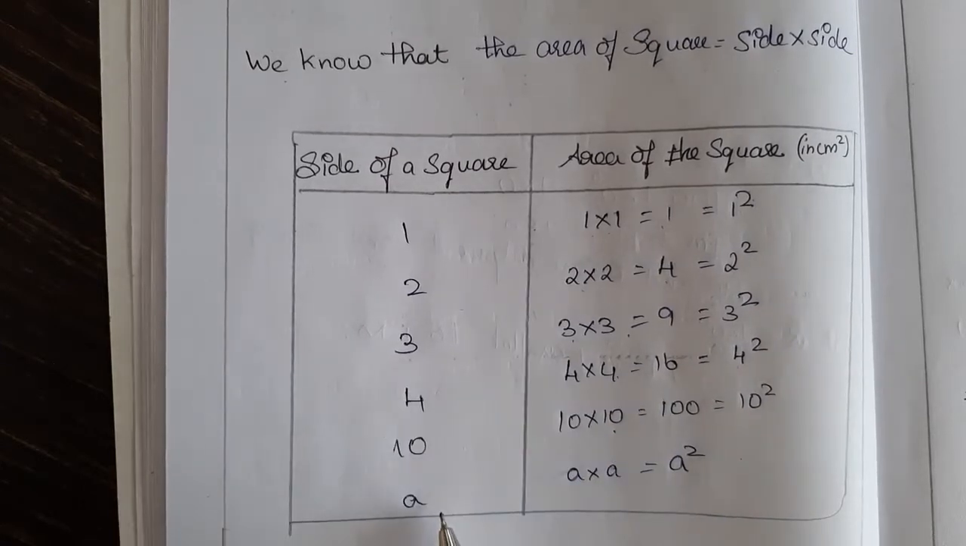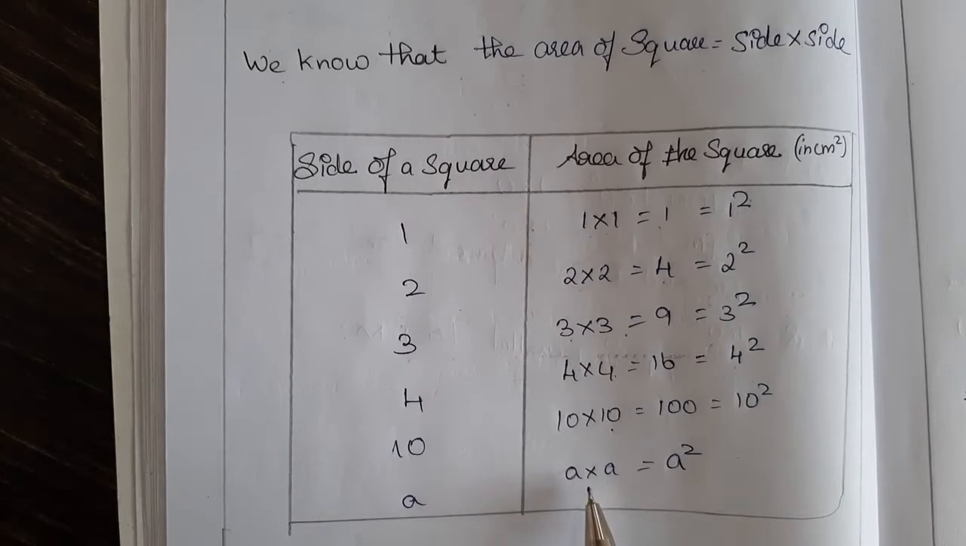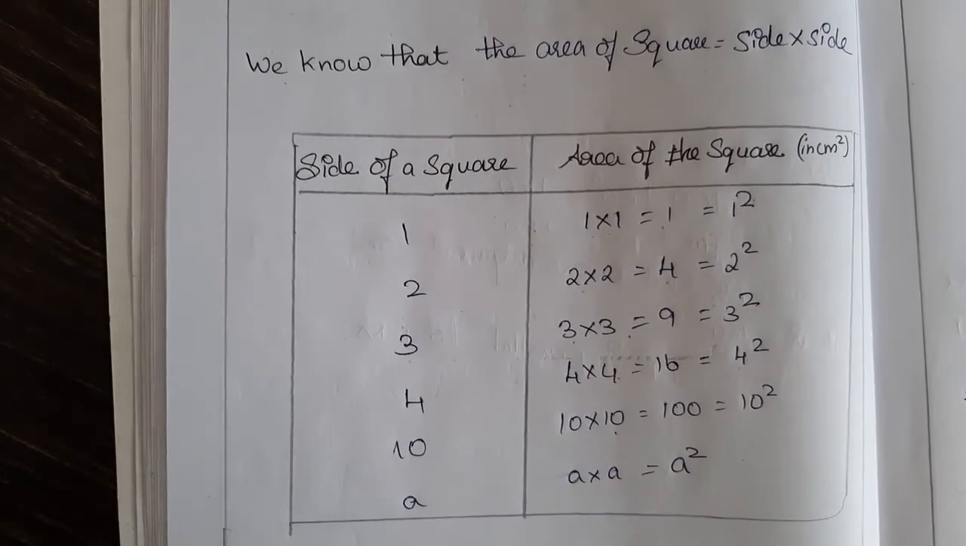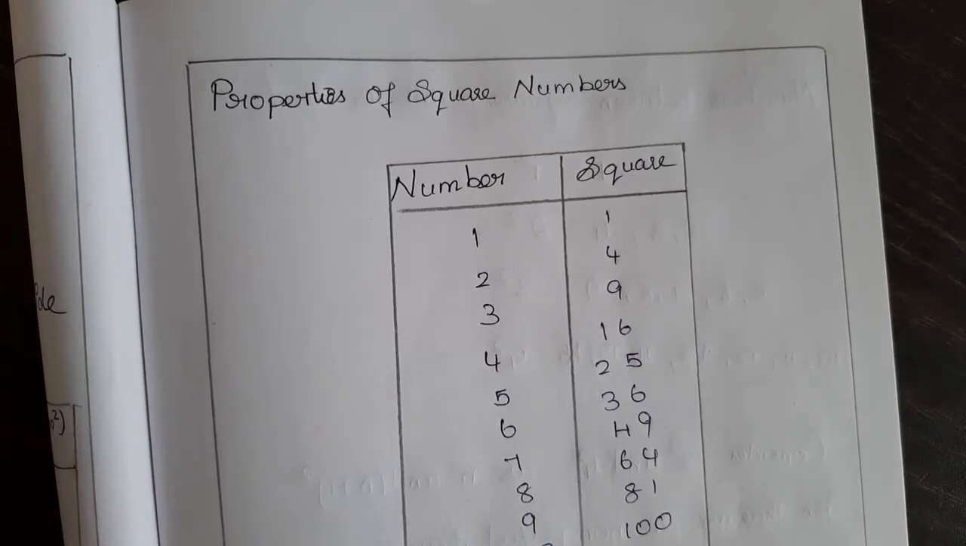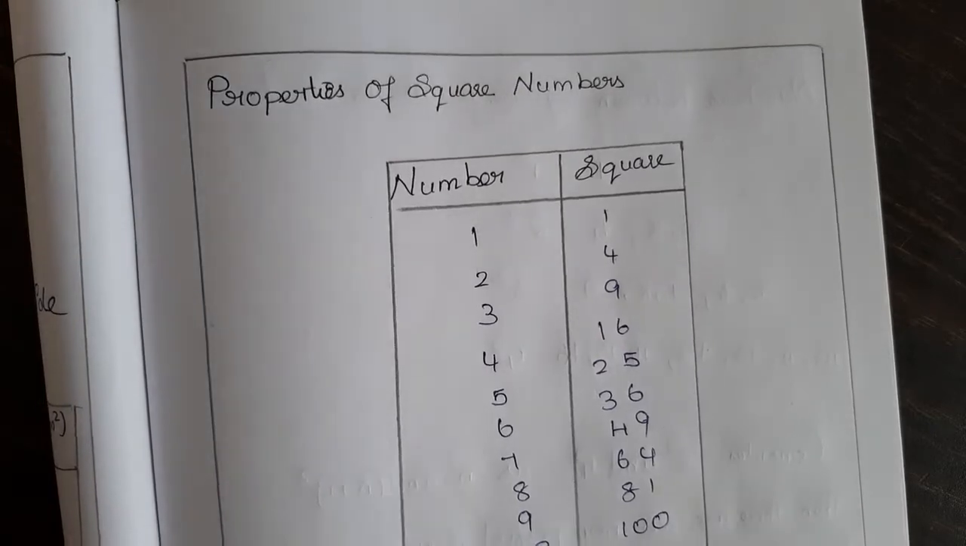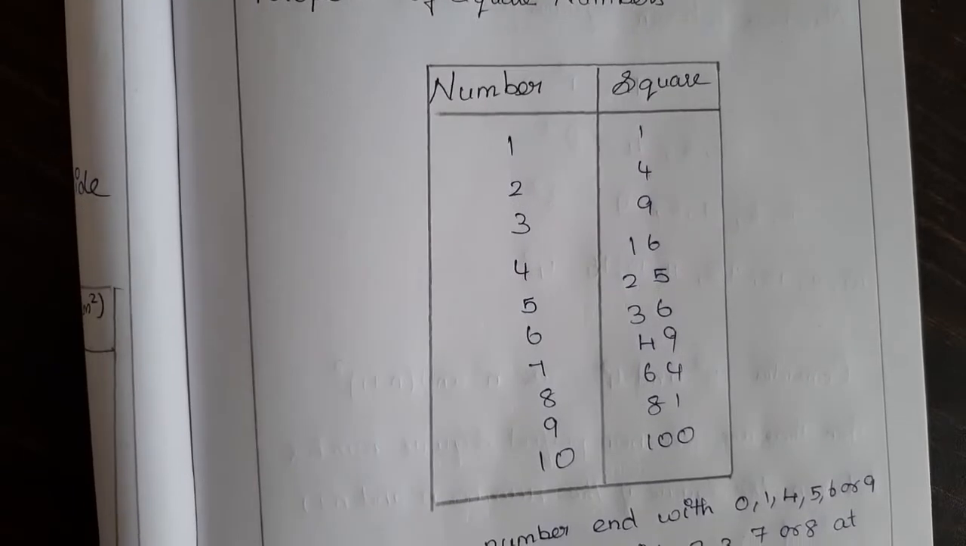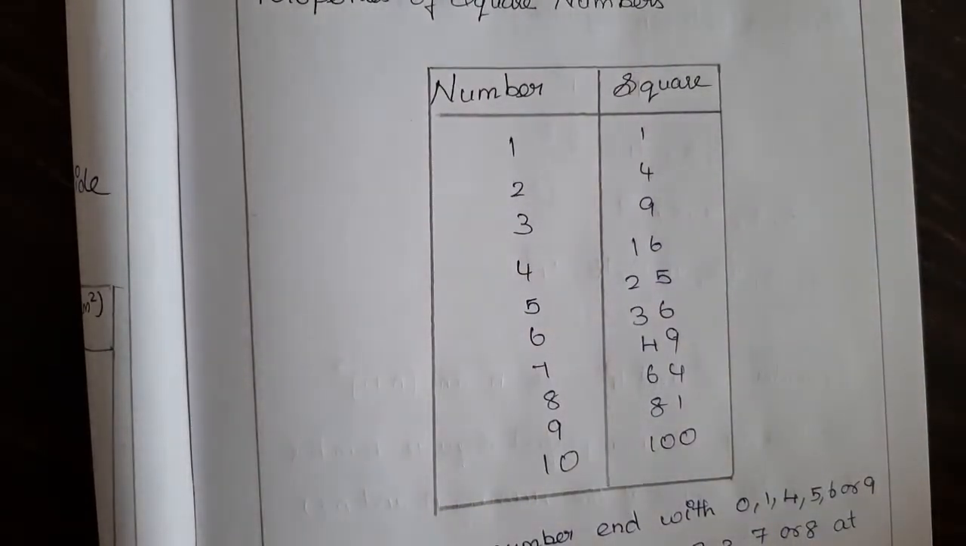Whatever the number, let me consider the variable a. The area of the square will be a into a, which is a square. So here we go to the properties of square numbers. Let's observe the table here. The number and its square are given.